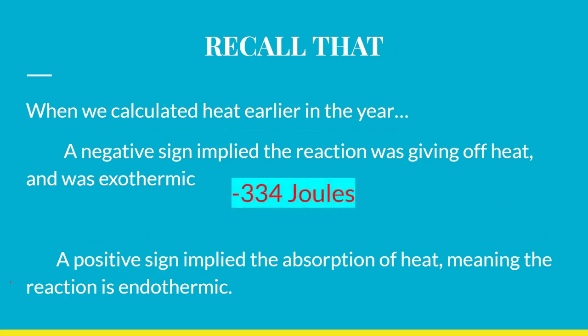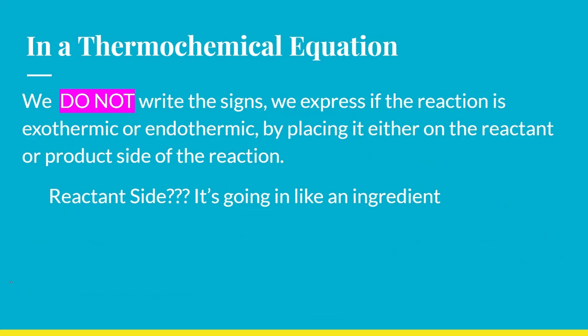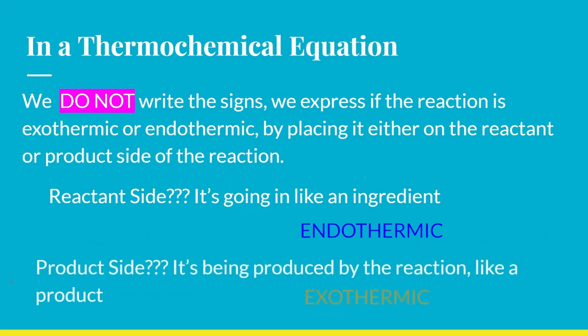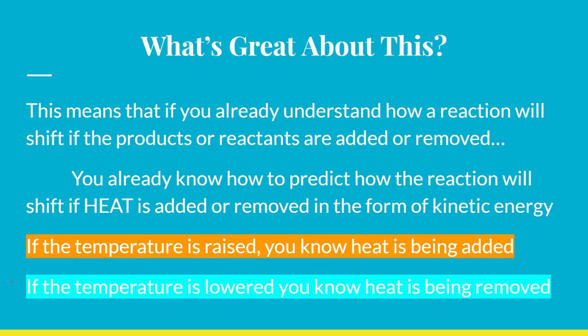And a positive sign does imply that it is endothermic, but you don't write those signs in a thermochemical equation. You just put it on the reactant side or the product side. Okay, so we don't write the signs. If it's on the reactant side, it's endothermic. If it's on the product side, it's exothermic.